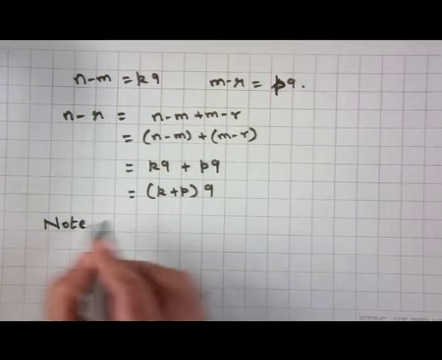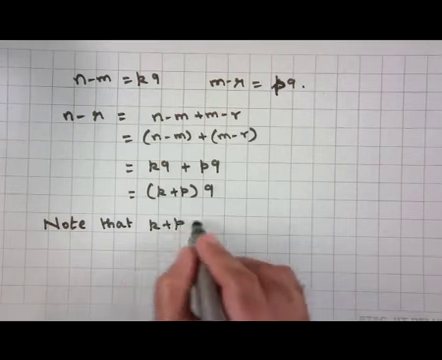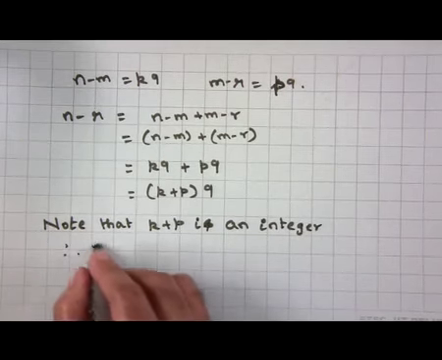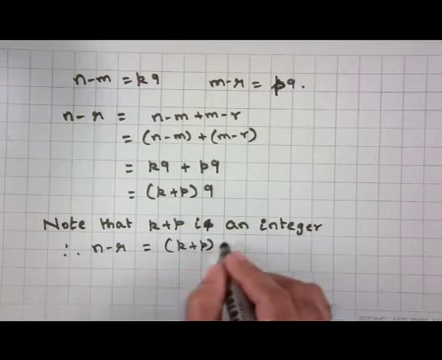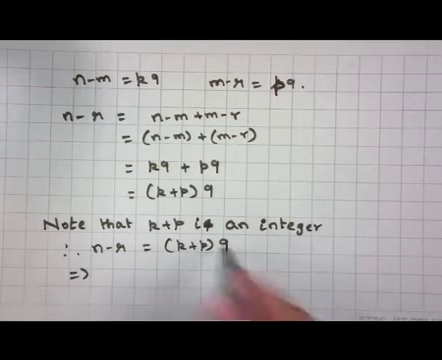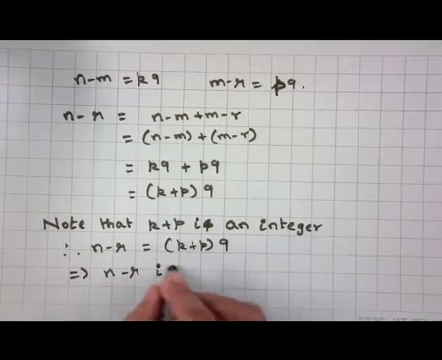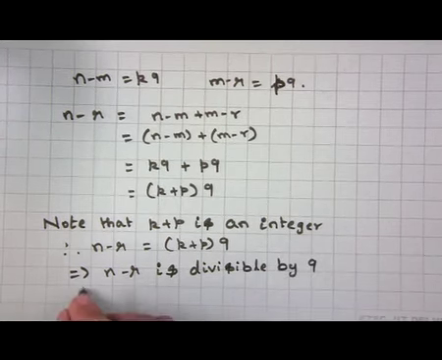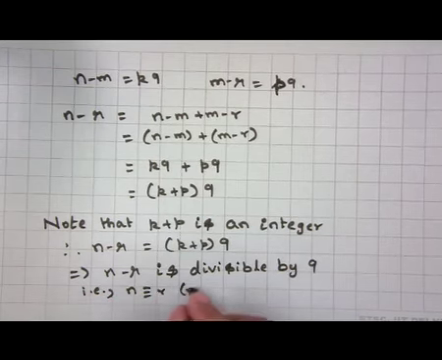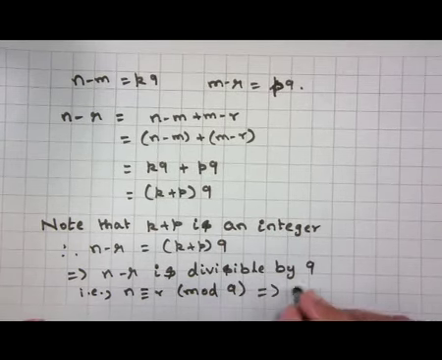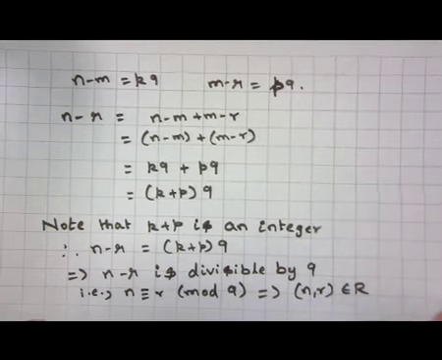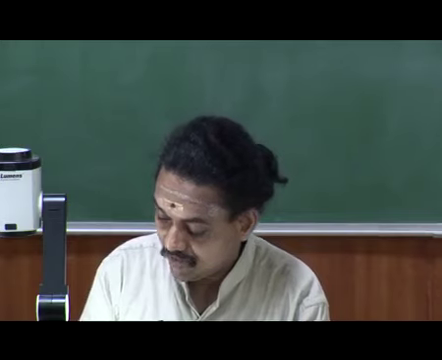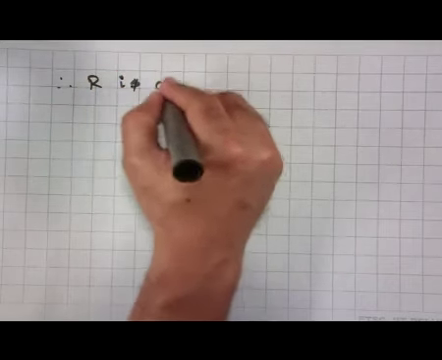So, note that k plus p is an integer. Therefore, n minus r is equal to (k plus p) times 9, with k plus p an integer. That implies that n minus r is divisible by 9, that is n is congruent to r modulo 9, that implies that the pair (n, r) belongs to R. Thus, we have shown that R is a symmetric, reflexive and a transitive relation. Therefore, R is an equivalence relation.